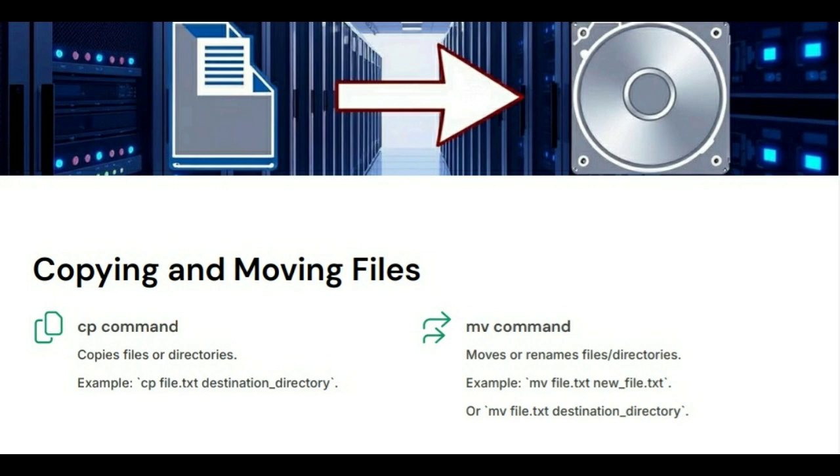We can use the -i option with the cp command to prompt before overwriting an existing file. -u copies only if the source file is newer than the destination file. -n does not overwrite an existing file. -v shows detailed output of the copying process. -p preserves file attributes, and -r or capital -R copies directories recursively, including all subdirectories and files.